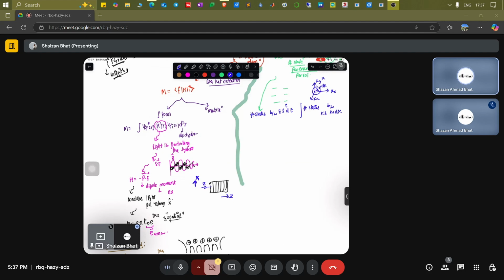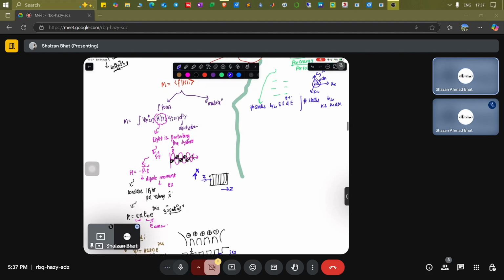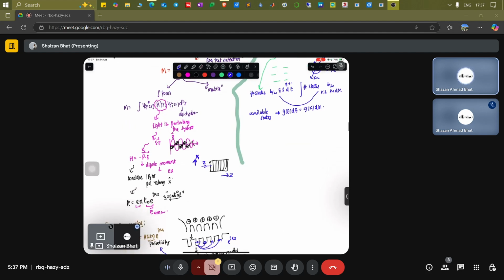Similarly, it's e plus de. Okay. So now because the states in both of these has to be similar, that means the g of e, d of e should be equivalent to g of k, d of k, which is basically representing the available states. Okay, so the available states is g of e, d of e, which should be equivalent to that in the k space, just the basic argument.